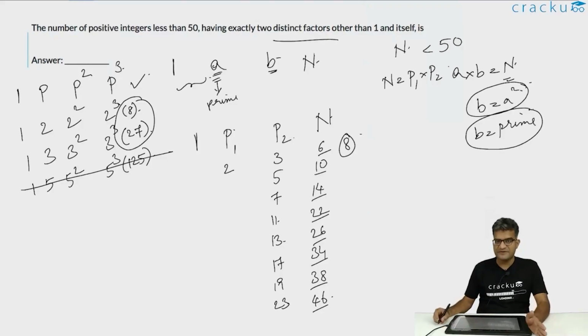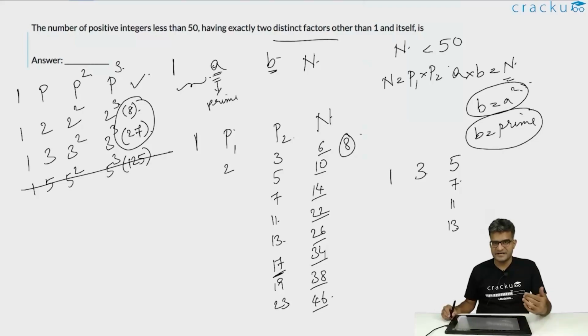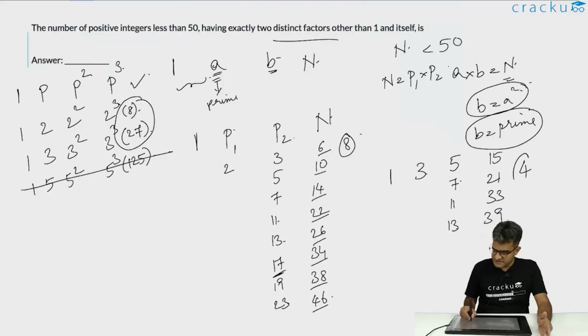What will happen when p1 is 3? So we have 1, we have p1 which is 3, and we are looking for another prime number p2. p2 will be either 5 or 7 or 11 or 13. Once it becomes 17, 3 into 17 will be 51, which is greater than 50. So here we are going to get 15, 21, 33 and 39. So here we have 4 cases.